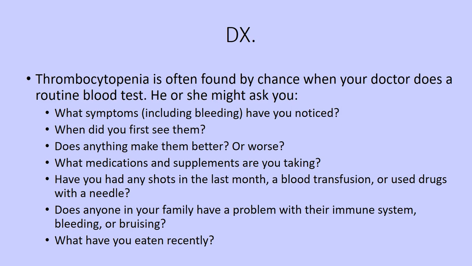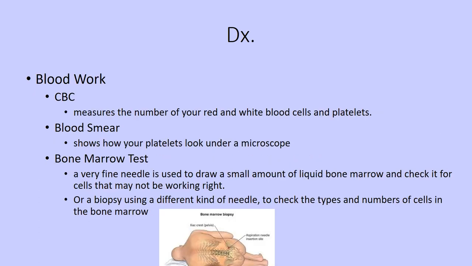So with a lot of these things, once the doctor finds out the culprit, it might not necessarily be an immune or autoimmune problem, but more about what you're taking or what you're actually eating. The physician will order some blood work, such as a CBC, which measures the number of red blood cells, white blood cells, and platelets. They'll also do a blood smear, which shows what your platelets look like under a microscope.